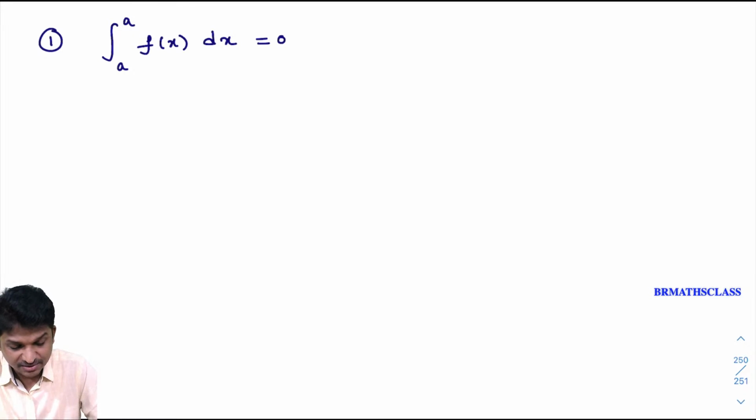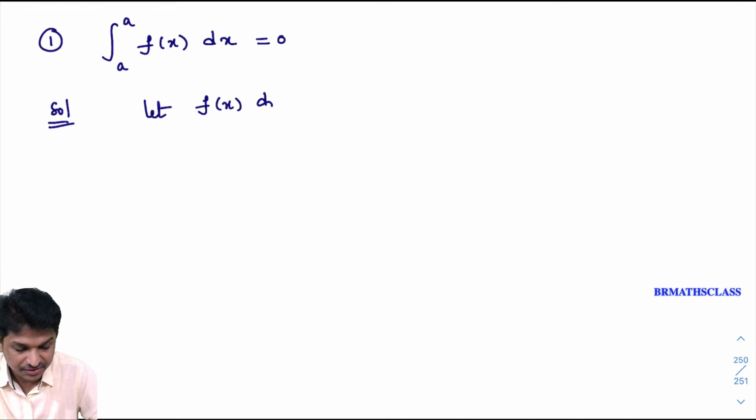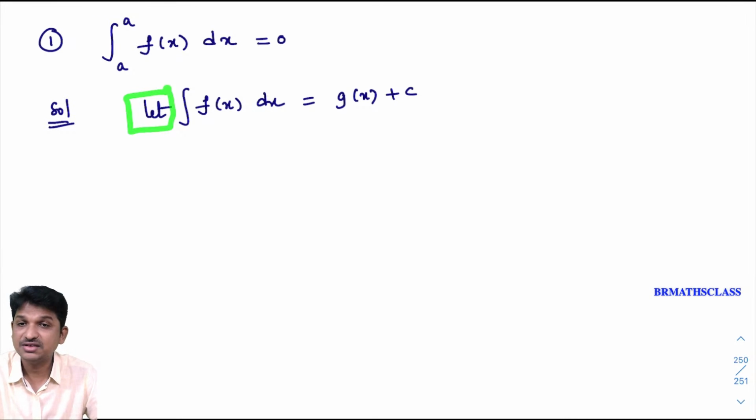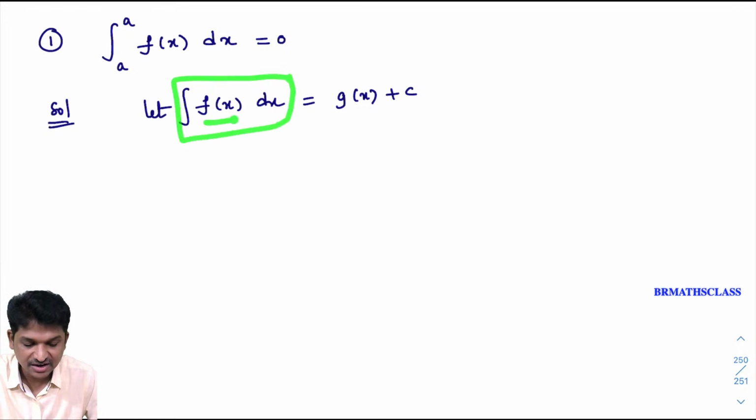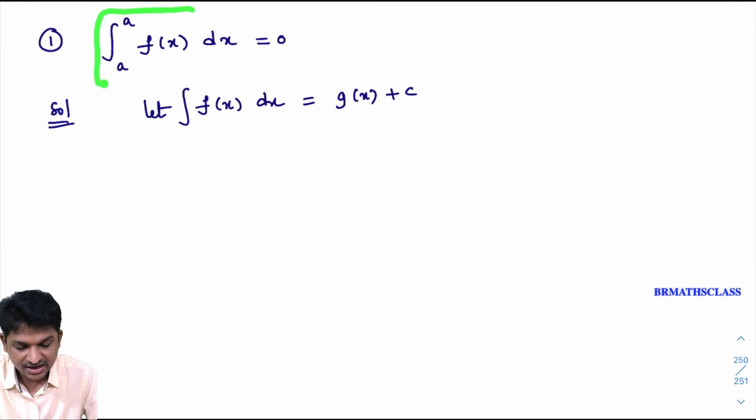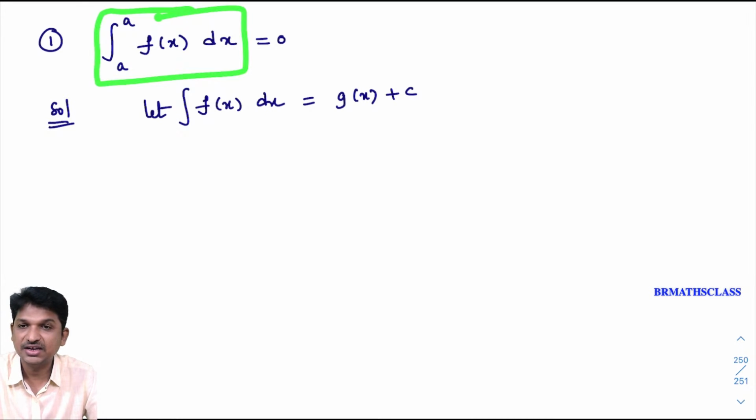It's a very simple property. First I'll take it without limits. Let the integral of f of x dx equal g of x plus c. You observe here in the beginning what I have written: let. That means I am considering that when I integrate a function f of x, I am getting its answer as g of x plus c. I am supposing. Now, what do I need to calculate? Integral of a to a f of x dx.